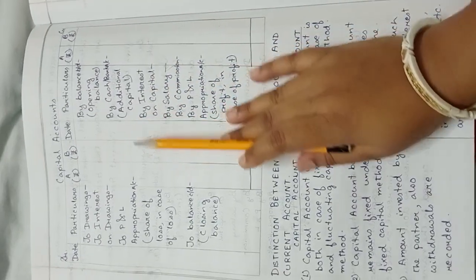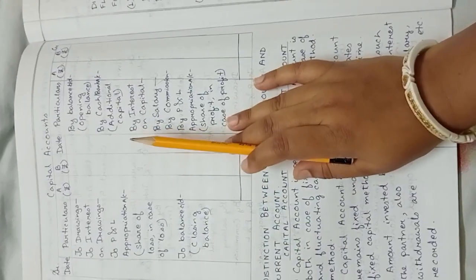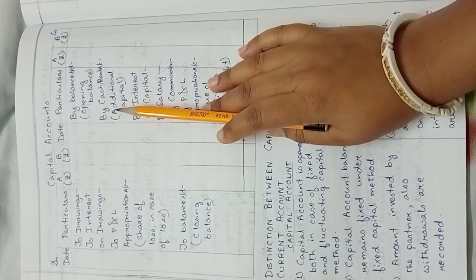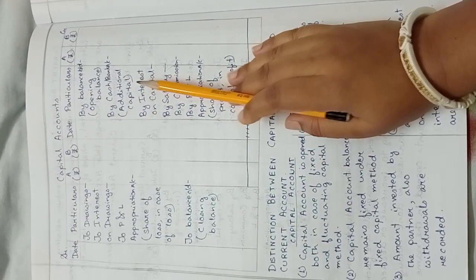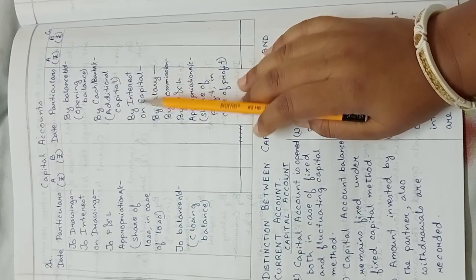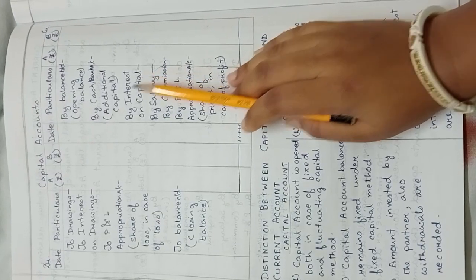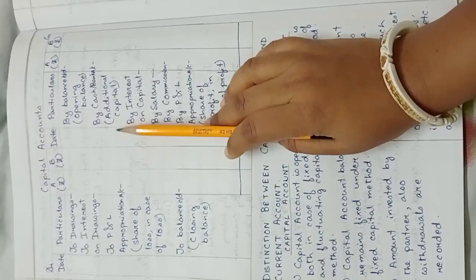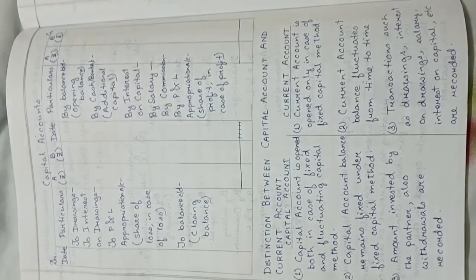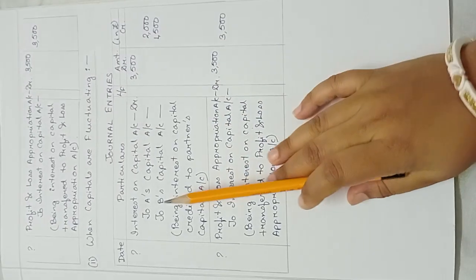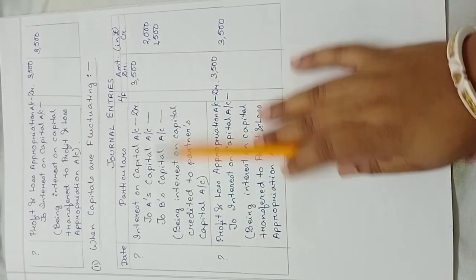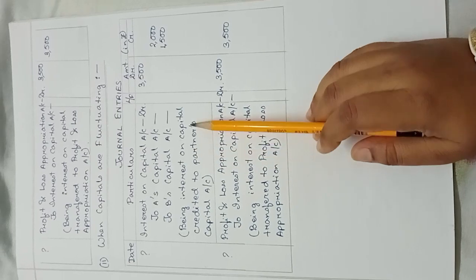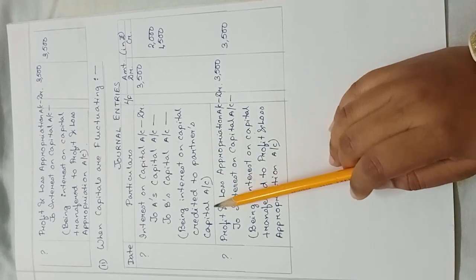Here you see this is the pro forma when capital is fluctuating. This is the opening balance of capital, additional capital if any introduced, and interest on capital. So interest on capital account debited to capital accounts of the partners when the capitals are fluctuating. Here you see, interest on capital account debited to A's capital account and B's capital account, being interest on capital credited to partners' capital account.